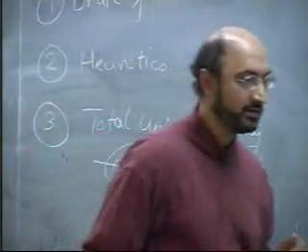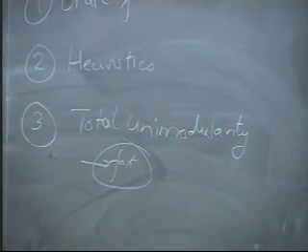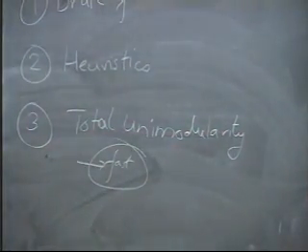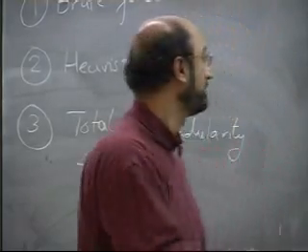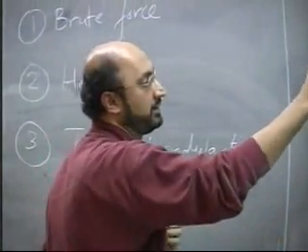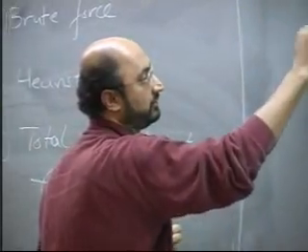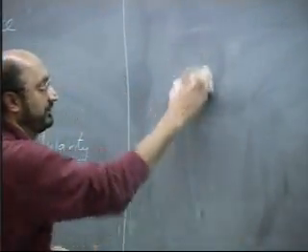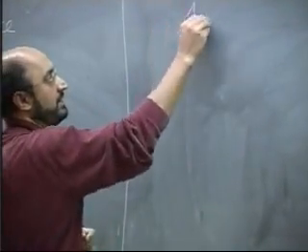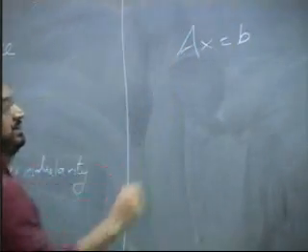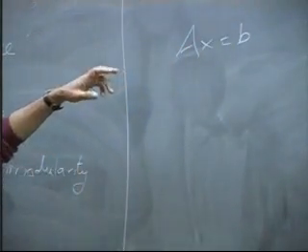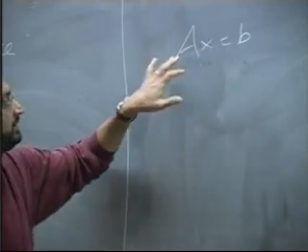Let me first explain what total unimodularity means, and then I'll explain how to compute it. First of all, a matrix. What matrix are we talking about? I should probably start with that. We're talking about Ax = b, where x is a vector, b is a vector, and A is a matrix.